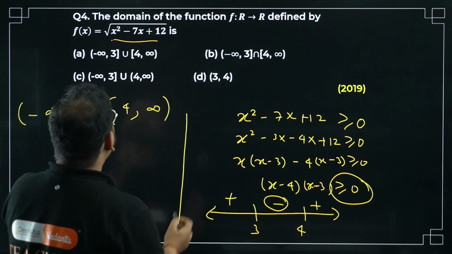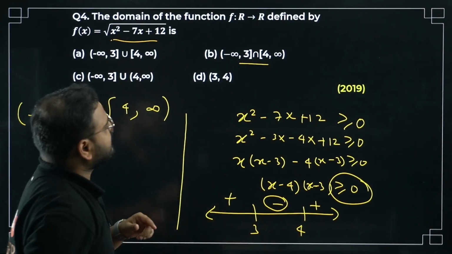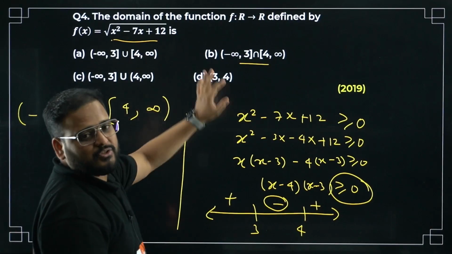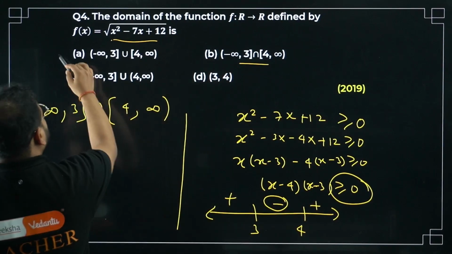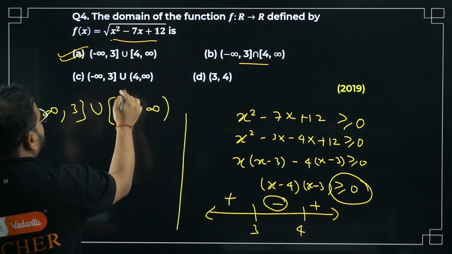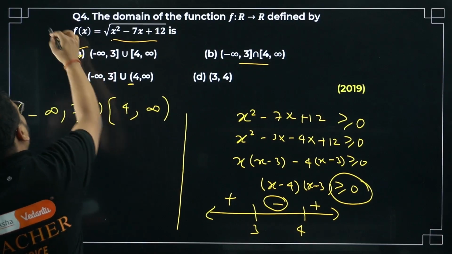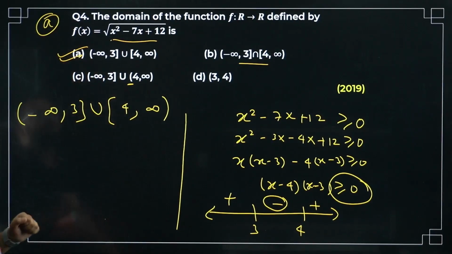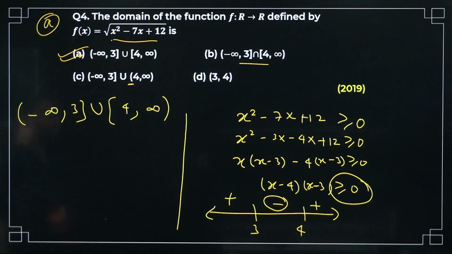Some mistake is there, I think, in the option. I'll cross check. Let me know in the comment section. If you are not able to get it, but the answer is this one. Option number A is correct. There is an open sign here which can't be true. Option A looks right. Please check.